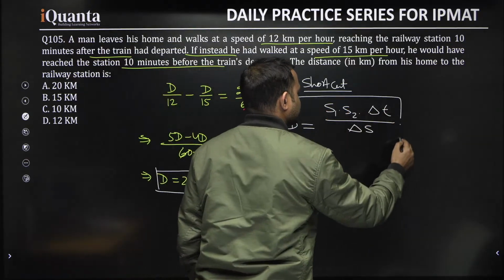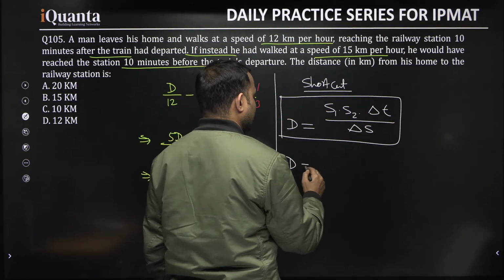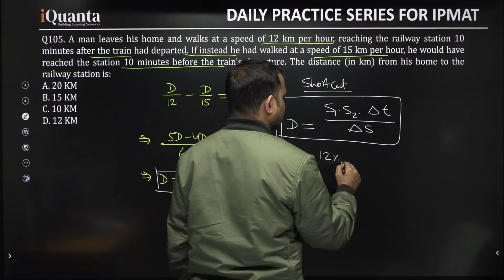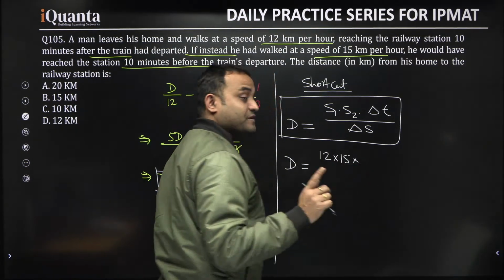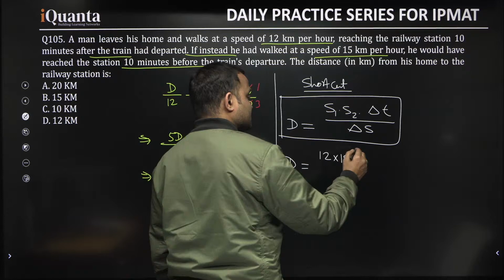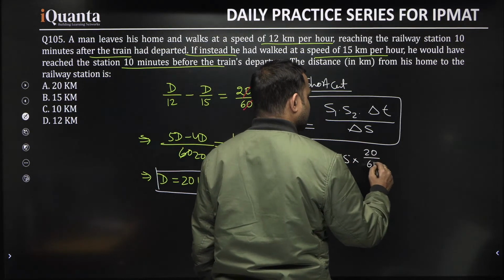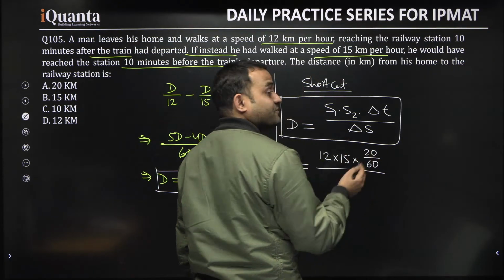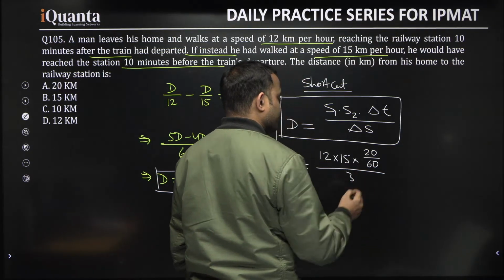Now if I use this, you can see d will be equal to s1 is 12, s2 is 15. The difference between the times is 20 minutes, so 20 by 60 hours. The difference between the speeds is 3 kilometers per hour.